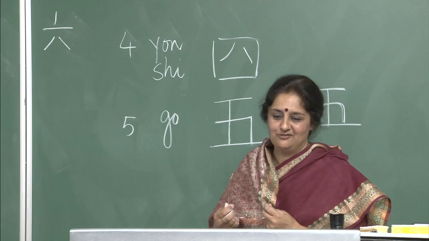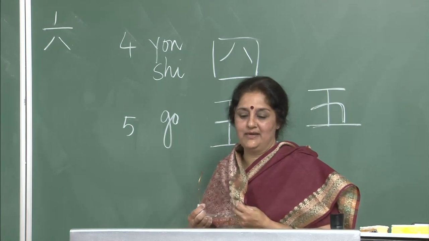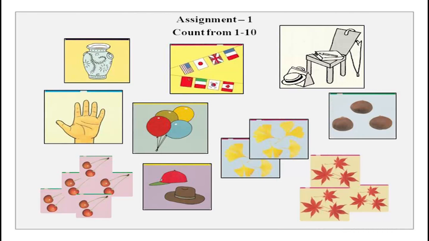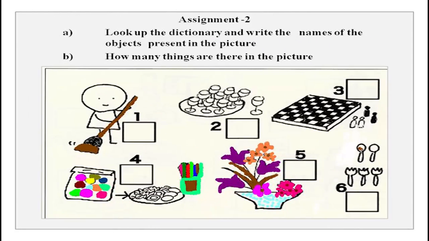Now in the end, I have to give you your assignment. Now your homework begins. Assignment 1 is just count from 1 till 10 and list it properly, which is 1 and which is 10. Then you have a simple figure over here. Look up the dictionary and write the names of the objects present in the picture. For example, what is this? What is this? What are these? What is this or this? And what is all this?